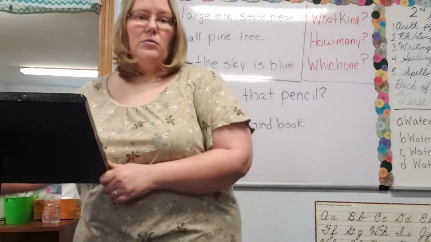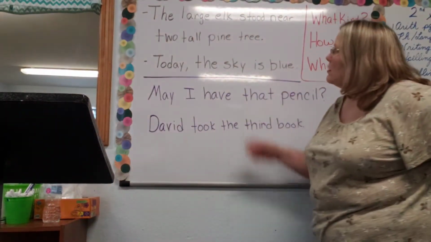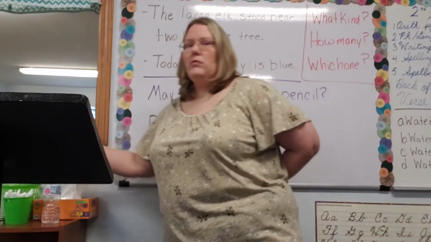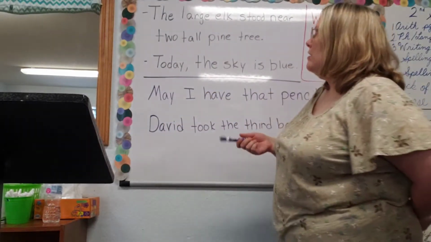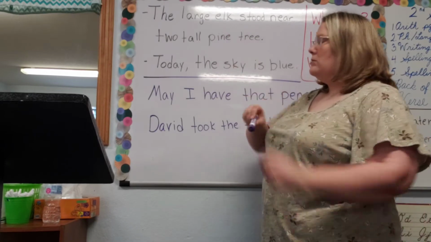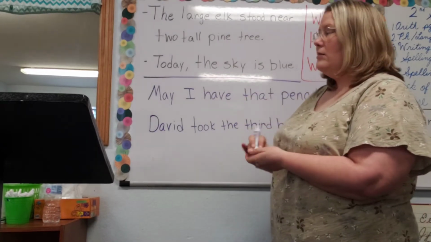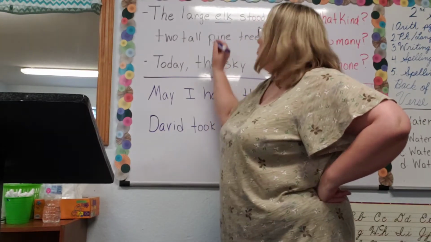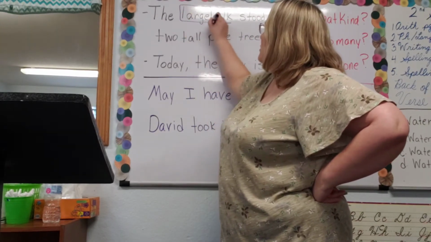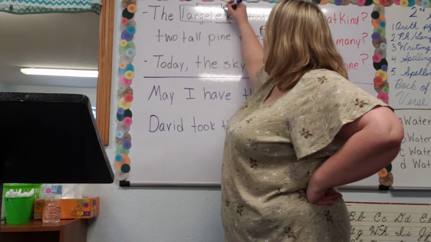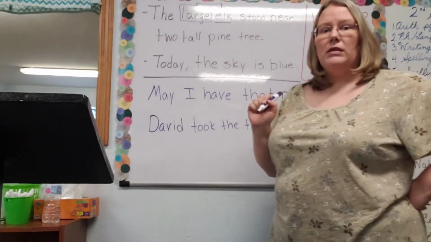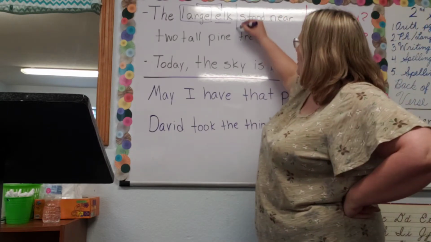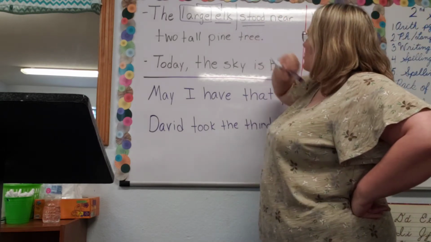So if you can look on the board, my first sentence up here says, the large elk stood near the two tall pine trees. So we want to find our adjectives. What words are describing our nouns? Elk is our noun. The word describing our noun is large. So I'm going to draw a box around large, and I'm going to draw an arrow to elk so it shows that it's describing our noun, elk. The large elk stood. Go ahead and divide our sentence, and then this is our verb, stood.